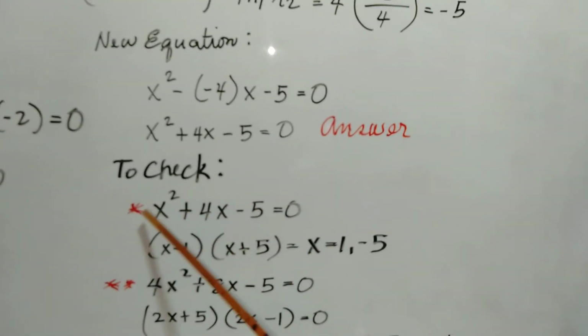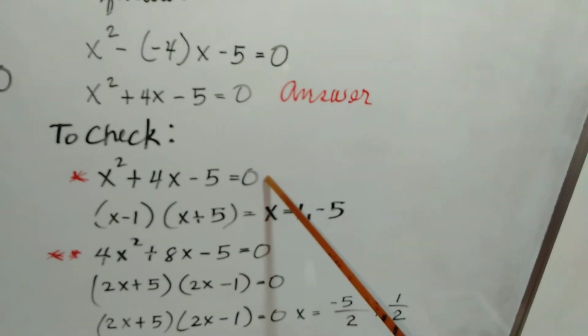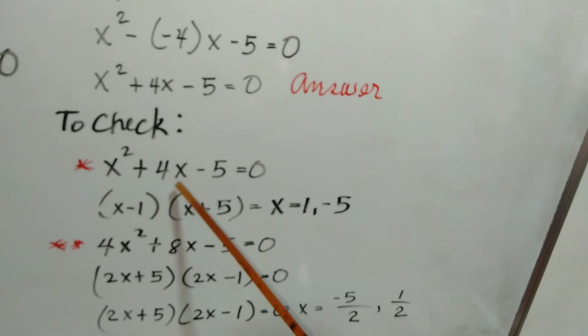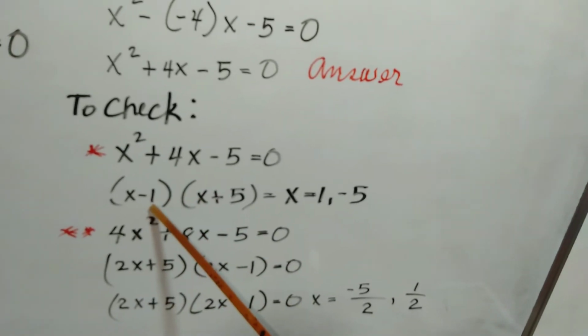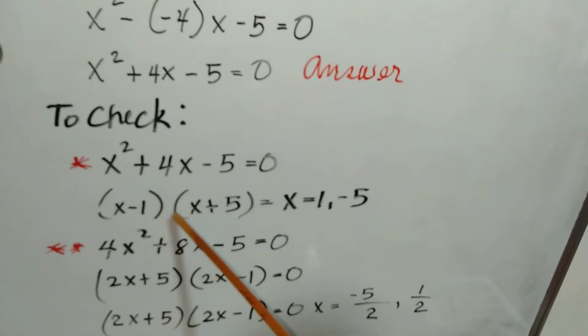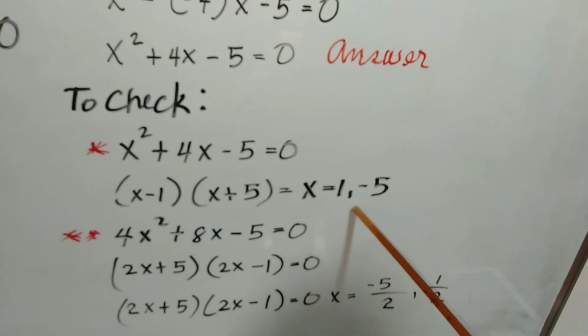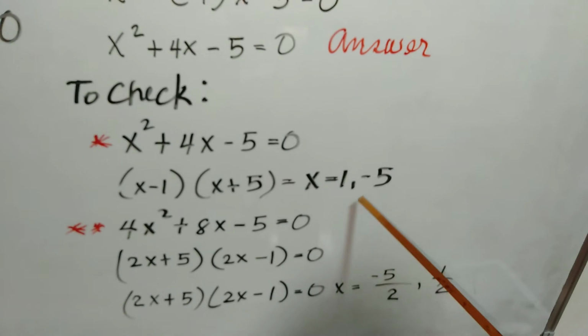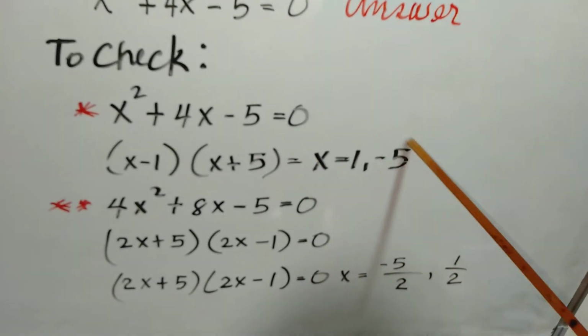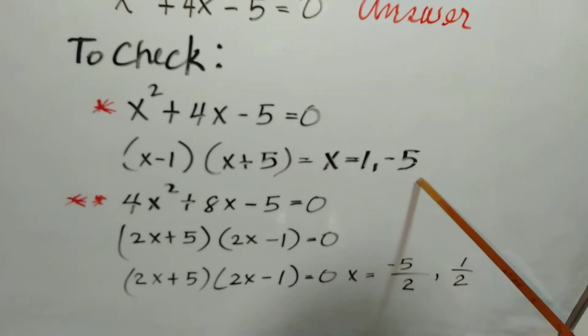So this will be our new equation, no? And we factor and get the roots, no? Get the zeros of this whole equation. So x will be 1 and negative 5. So these will be the two roots of the new equation.